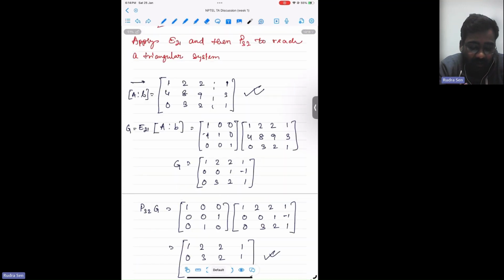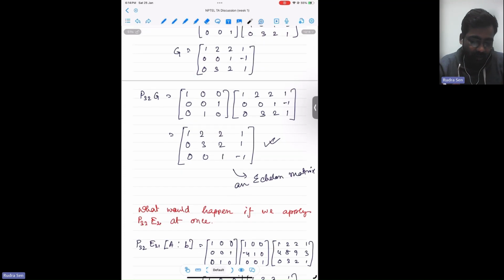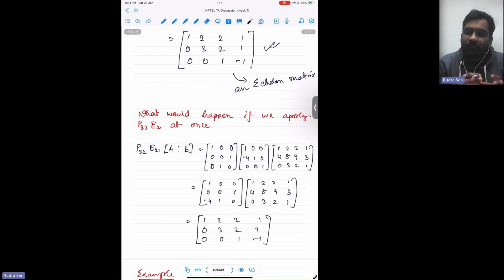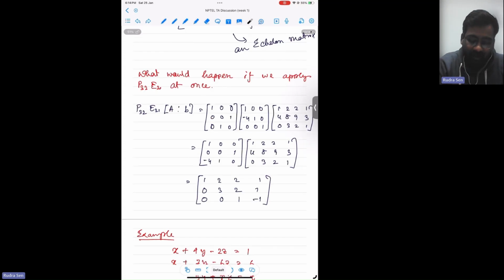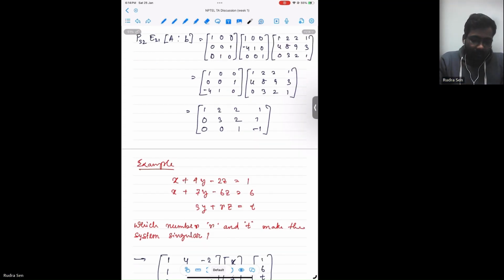In the previous case, we first did the row operation. We multiplied row 1 by scalar 4 and subtracted it from row 2, and after getting this result, we exchanged the rows. But here, we first exchange the rows of the E21 matrix and then do the row operation. So we get the same result. This is just for verification purposes.